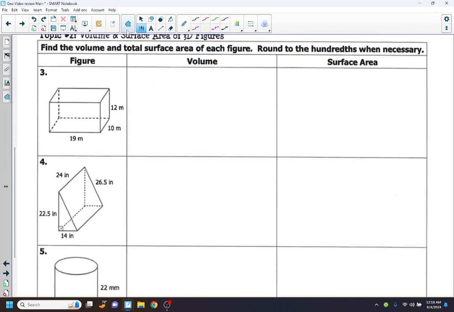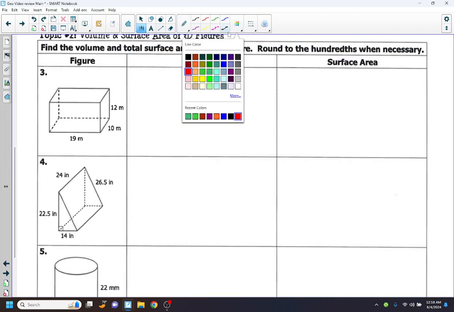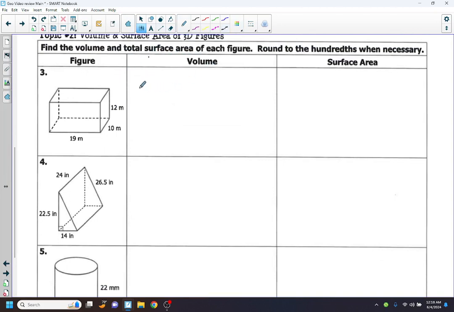So, volume and surface area. Let's go through it quickly, okay? You have your formula sheets. It's the same formula sheet. I'll post it along with this video as the one I gave you on the test last time with the pictures. This is a rectangular prism.